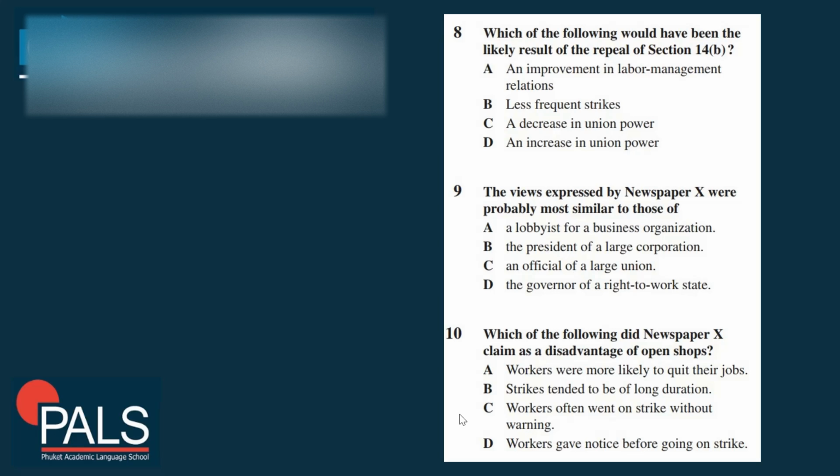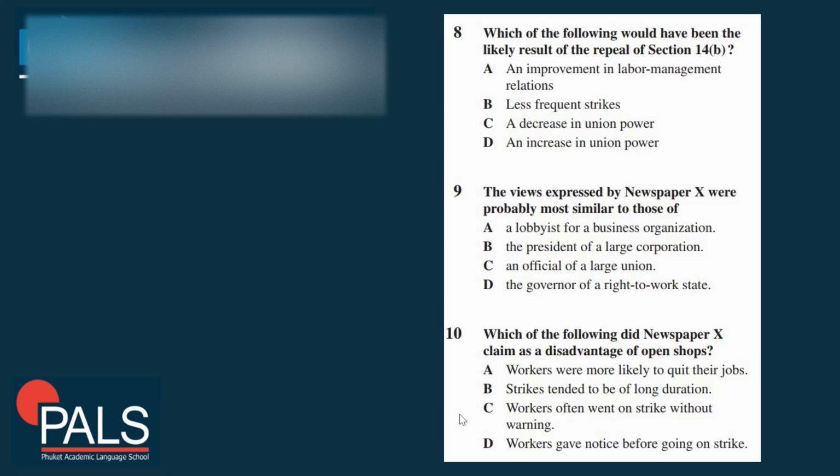A decrease in union power would not be called for because Article X is advocating for the repeal of Section 14B and explaining how it will increase union power and help benefit the workers and benefit production. It would lead to less frequent strikes, perhaps, but that's not as likely as the guaranteed increase in union power. And an improvement in labor management relations is highly unlikely since it would give labor the upper hand over management.